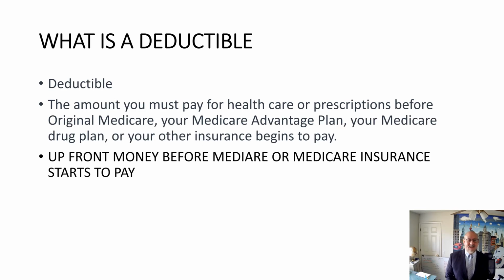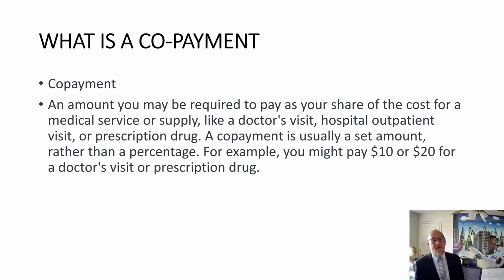Okay, so what is a deductible? Let's keep it simple. A deductible is the amount of money that you have to pay before the insurance company actually starts paying. The money that you take out of your pocket. There's different amounts depending on your situation. A deductible is money that comes out of your pocket that you have to pay before the insurance company actually puts its portion in. Okay?